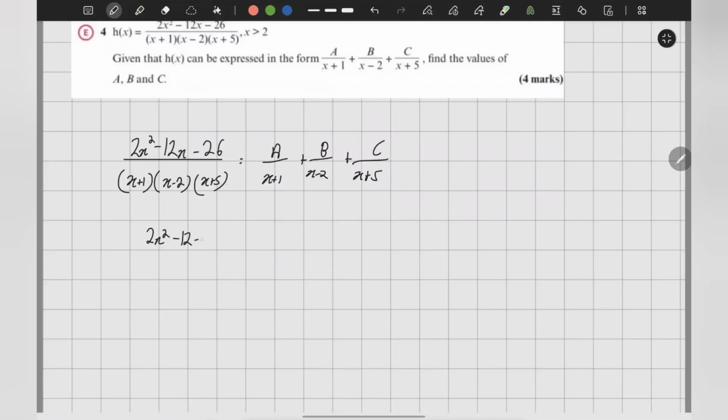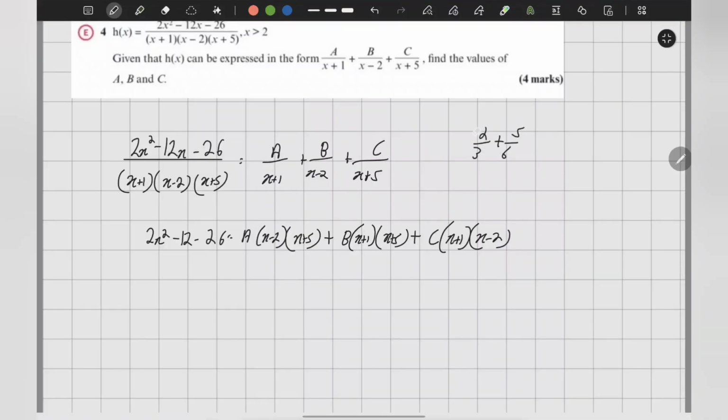compare the numerators. So if we cross multiply, we would get a lots of x minus 2 and x plus 5, plus b lots of x plus 1 and x plus 5, and then plus c lots of x plus 1 and x minus 2.